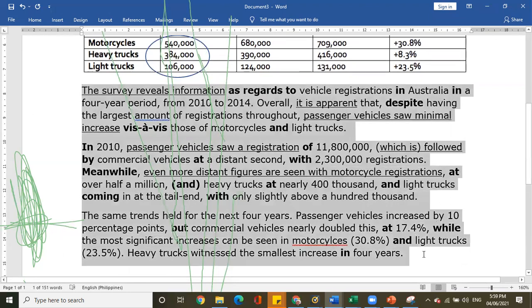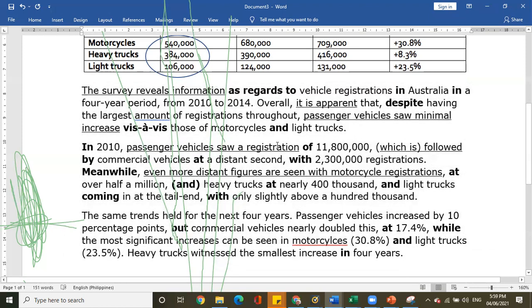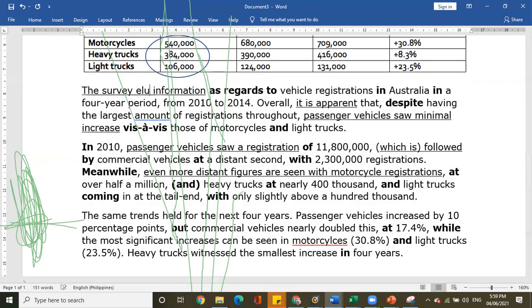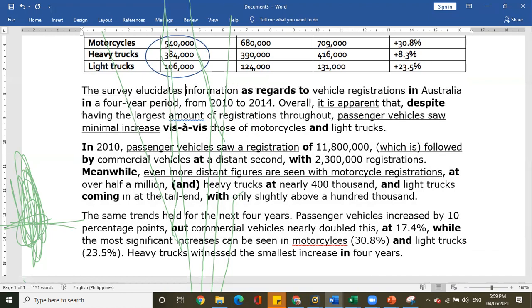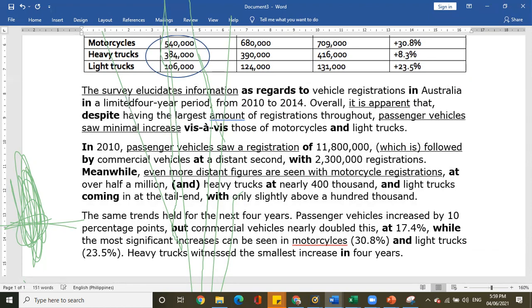And how many words did this take us? Like 151 words. Oh my God, I'm so proud. I barely exceeded the 150 word count. And then if you had time, then you can just improve on the vocabulary: elucidates as regards to vehicle registrations in a 4-year period. Let's add some adjectives. That's why computer delivered is so fun, right? You can just insert all the time.